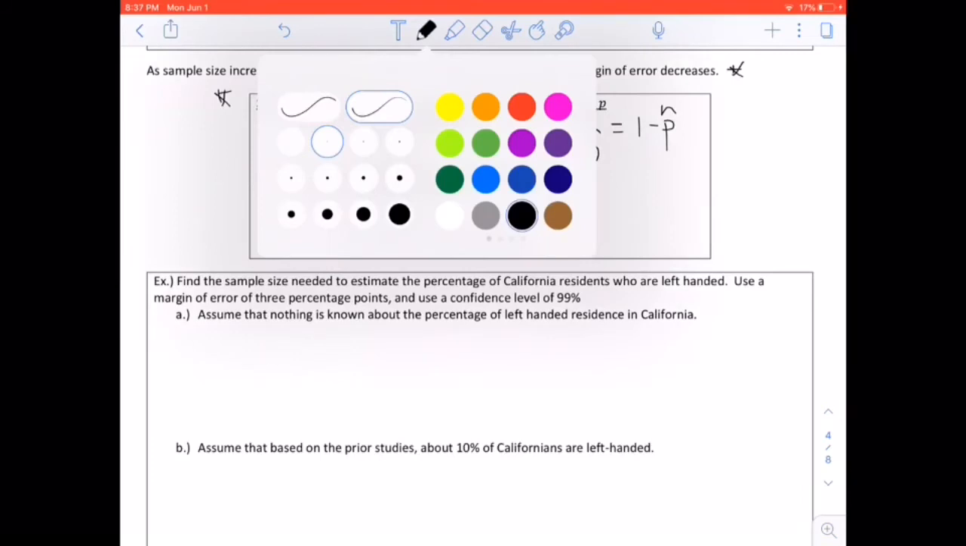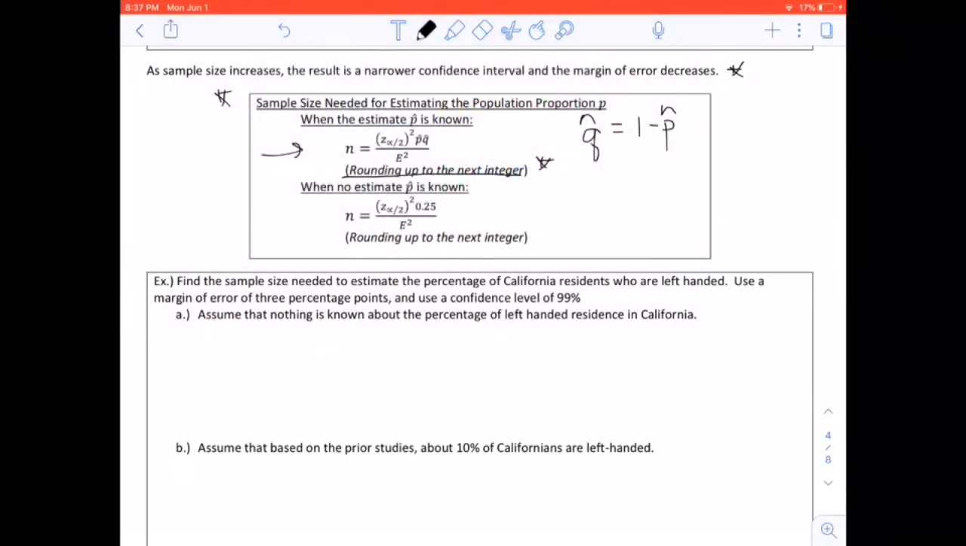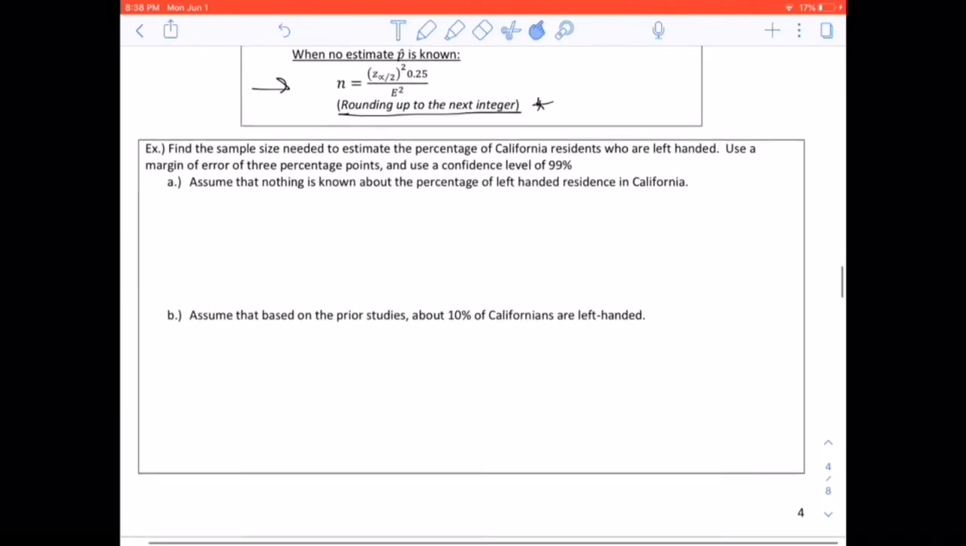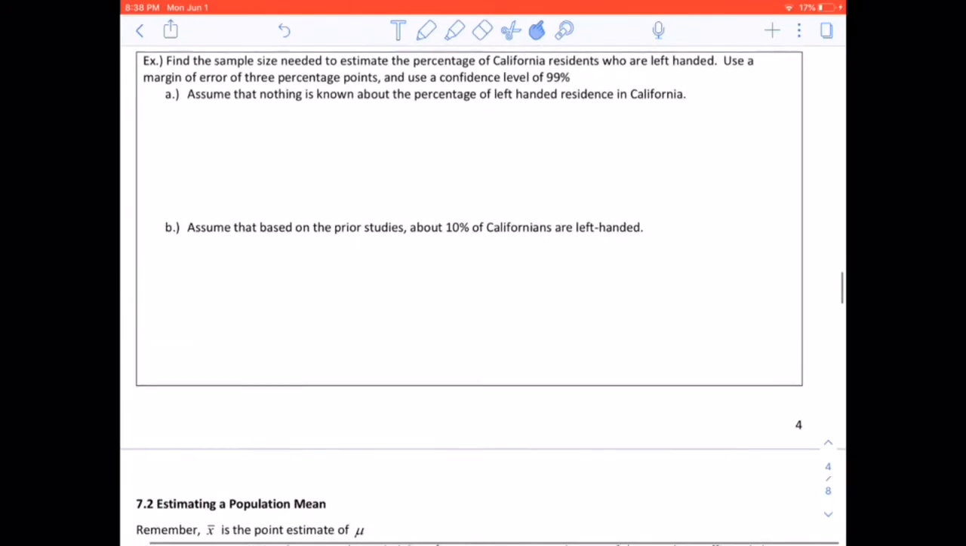There's a second formula on here. The second formula says when no estimate p hat is known, our formula is going to be n equals z alpha over 2 squared times 0.25 divided by e squared. And again, you're going to round up to the next integer. And so this is when no one has maybe done a study, or you have no estimate about what the study is even about to go based upon.